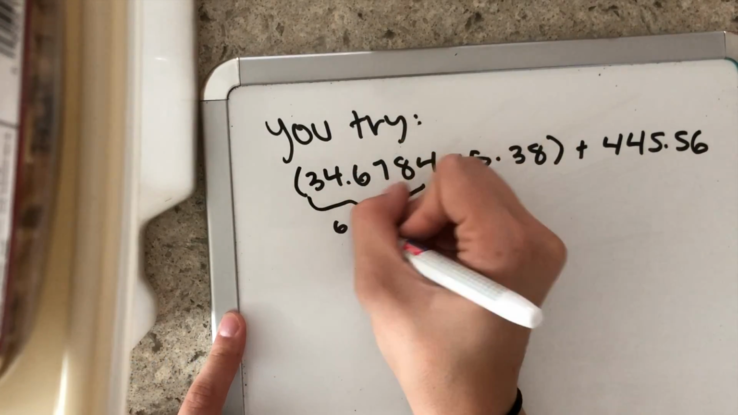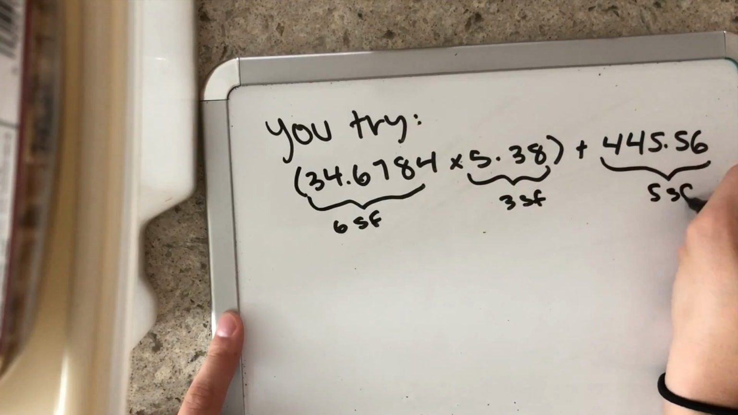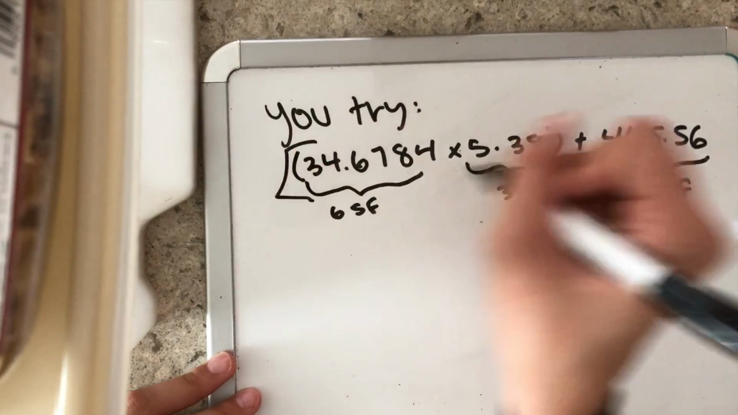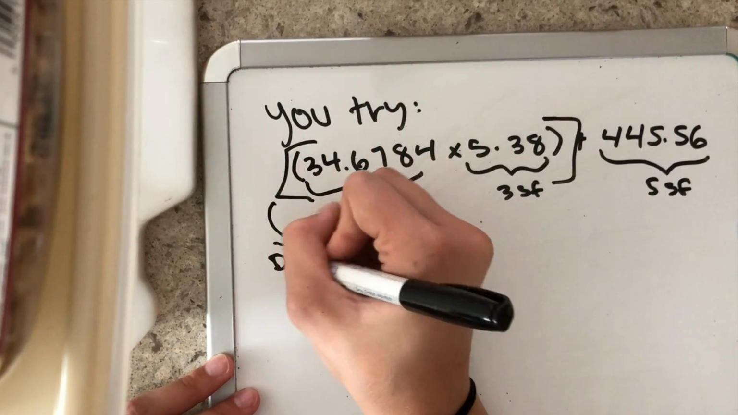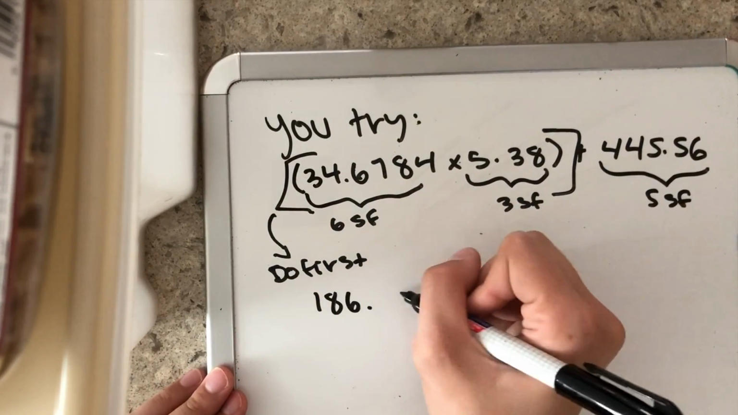Take note of the sig figs at the beginning. Do the parentheses first, which is multiplication. Then do the rest and round at the end.